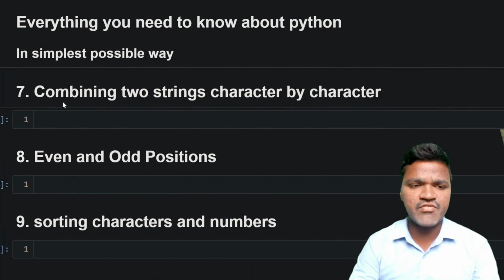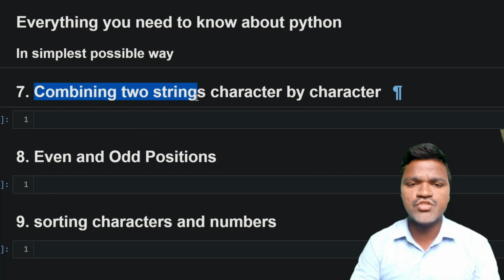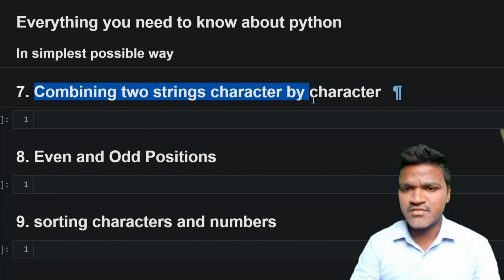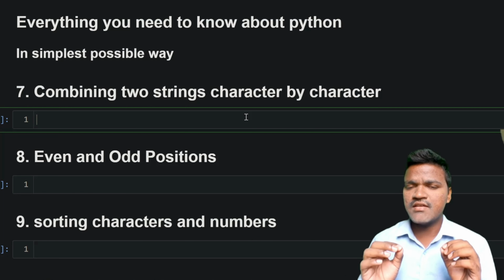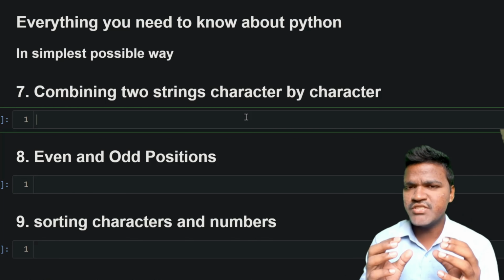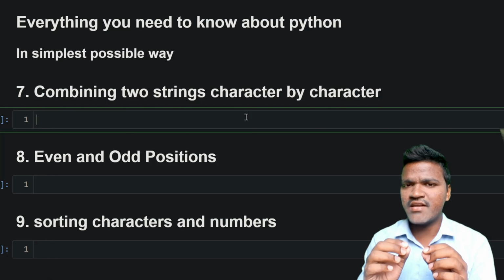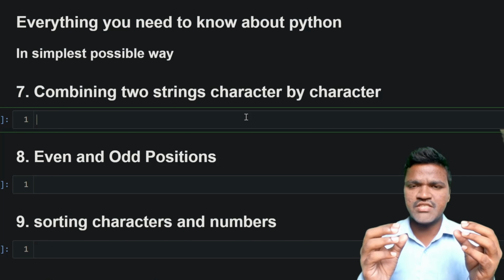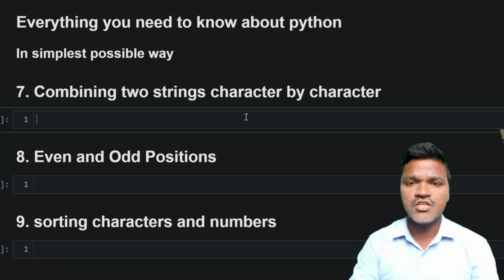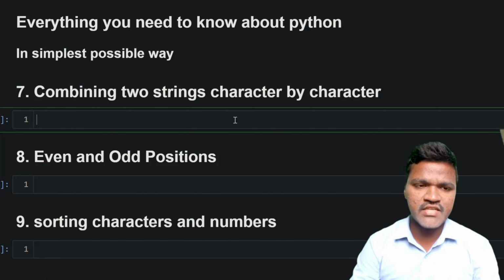So the first problem that we have is combining two strings character by character. So the statement is that we will be given two strings and we need to combine those two strings character by character, not one string and then the other string. So let's go ahead and see how we can solve this.